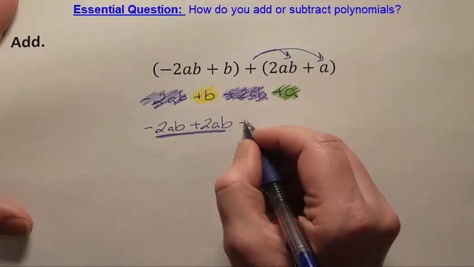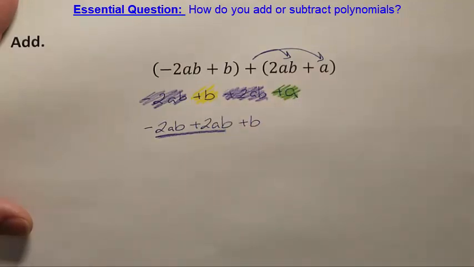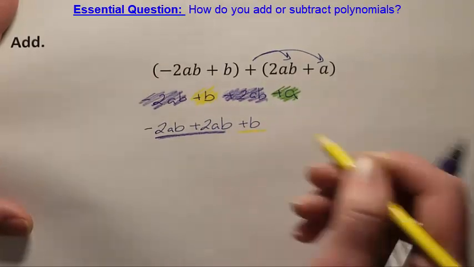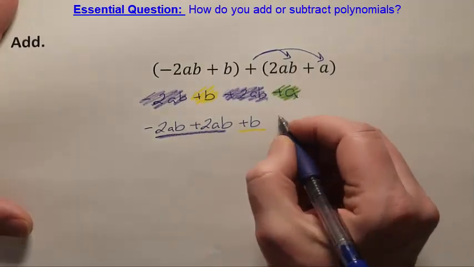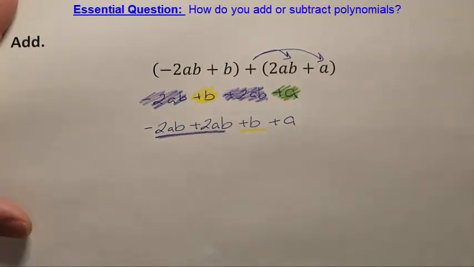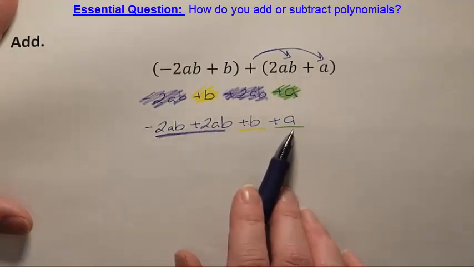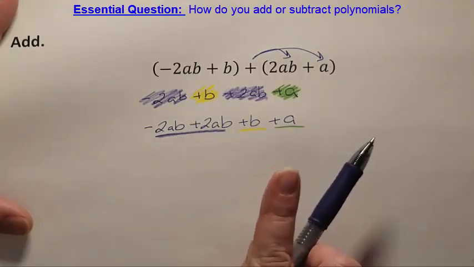Now I see I have a positive b. There was no other positive b, so I've identified my yellow b terms. And then I see I have added a. That's my green term, and it is my only green term. Remembering each color is supposed to be simplified all the way down to where it has 1 term.